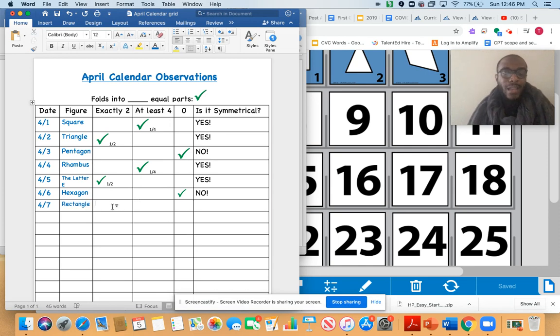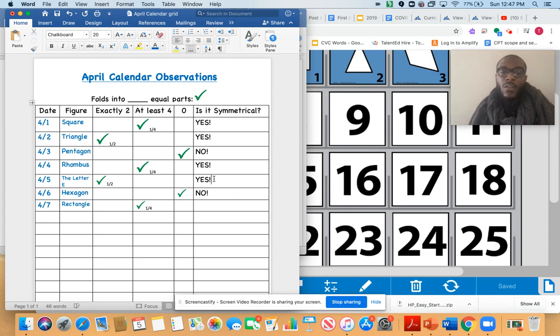Noun. We discovered that a rectangle can be folded into 4 equal parts. So I'm going to take my check mark and put it in at least 4 equal parts. And that's the same as 1/4, the fraction. So is it a symmetrical shape? Yes, it is. It is definitely a symmetrical shape.